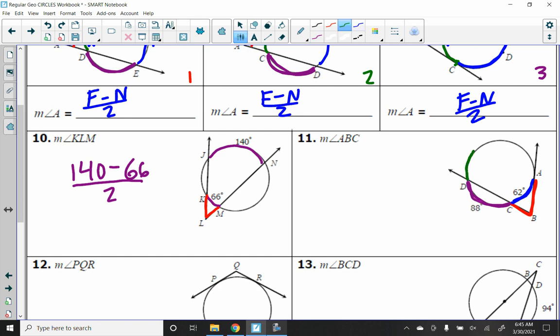So how can we get this far arc? What you should see is that you have 3 colored arcs that account for the whole circle, and you can just use your 360 circle. 360 minus 88 and 62 will get you the far, 210. So now I have a green far and a blue near. So far minus near divided by 2. That will get you your red angle.